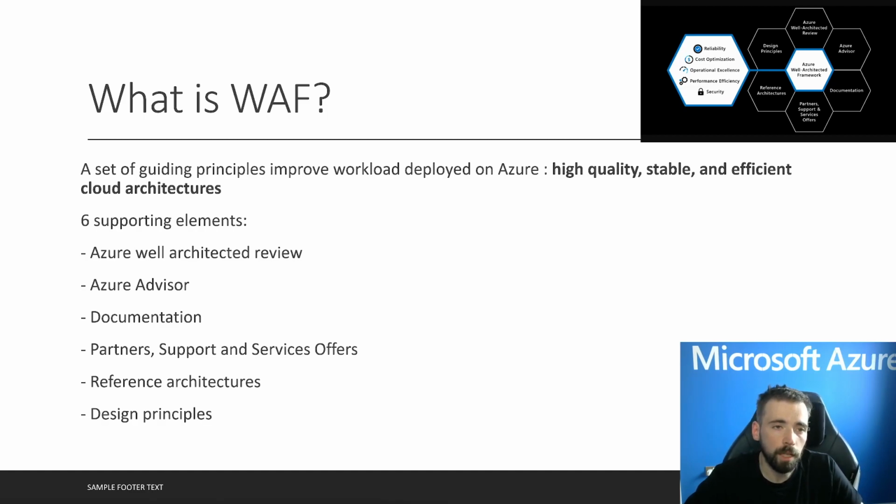And there's 6 supporting elements, as you can see in the top right corner: design principles, Azure well-architected review, Azure Advisor, documentation, partner support and service offers, and reference architectures. So these are the tools that support us in architecting our application to meet the well-architected framework.